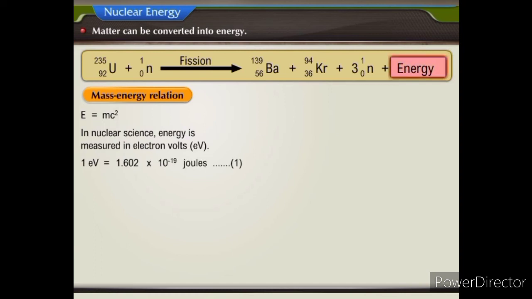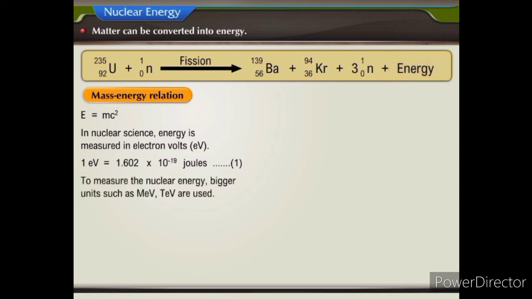The energy released in a nuclear reaction is very large. Therefore, to measure nuclear energy, bigger units such as million electron volt and trillion electron volt are used. To find 1 million electron volt, let us multiply 1.602 × 10^-19 joules by 1 million, that is 10^6. It is equal to 1.602 × 10^-13 joules.